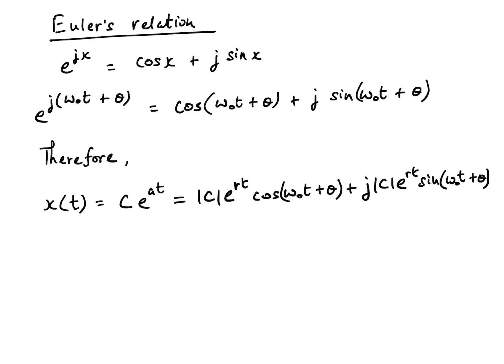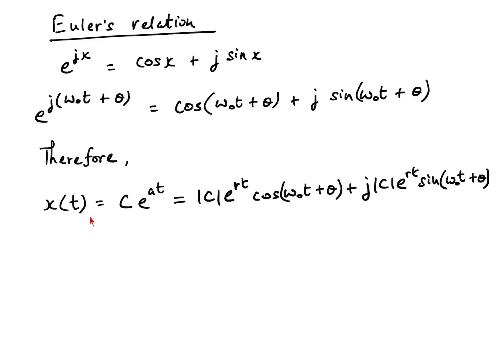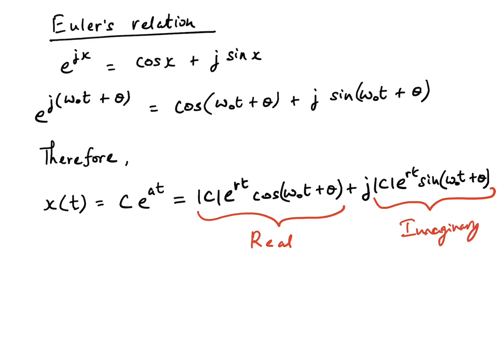Now we notice that because this x of t, when c and a are chosen as complex numbers, the x of t that we get is indeed a complex number, which has a real part and an imaginary part. Okay, so that's the real part, and the part which is with the j is the imaginary part. So x of t is indeed a complex signal. So we have what is called a complex exponential signal, which we have represented in the rectangular form.